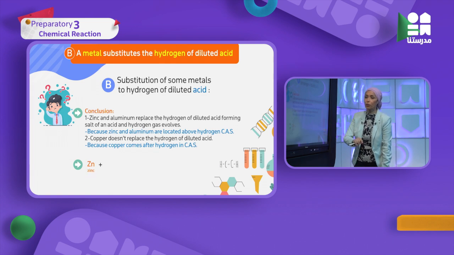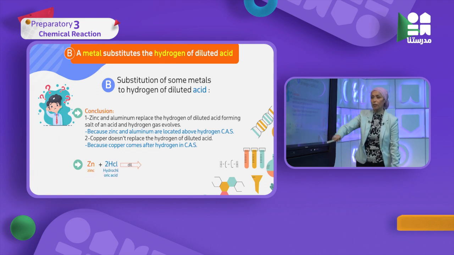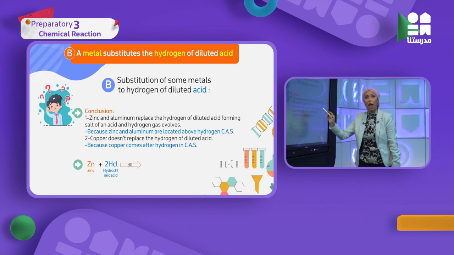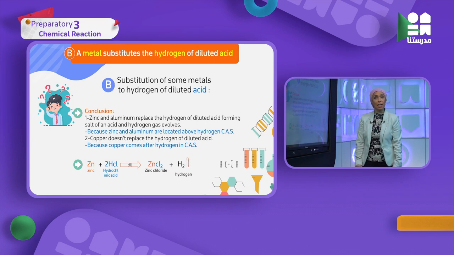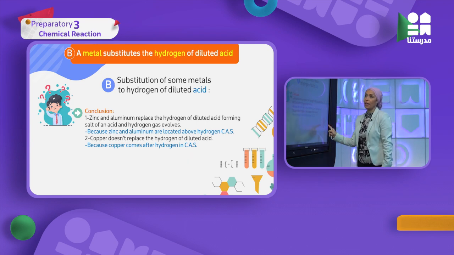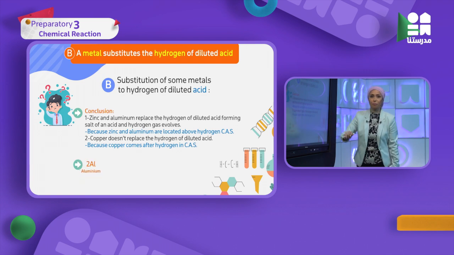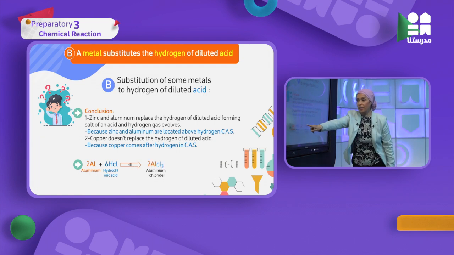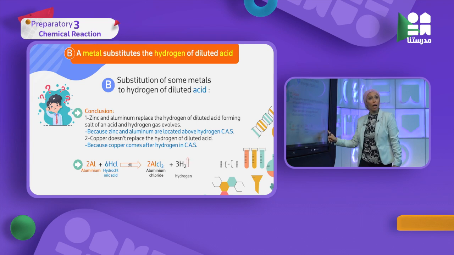Here I have to know the equation. The first equation, the zinc with hydrochloric acid, I said zinc will kick the hydrogen out and replace it. عمل لي ايه؟ Zinc chloride and kick the hydrogen out as you see here. Okay? And I said aluminum plus hydrochloric acid gives me aluminum chloride. Replace it and kick the hydrogen out، ويدخل مكان الهيدروجين ويعمل لي aluminum chloride and kick the hydrogen out.